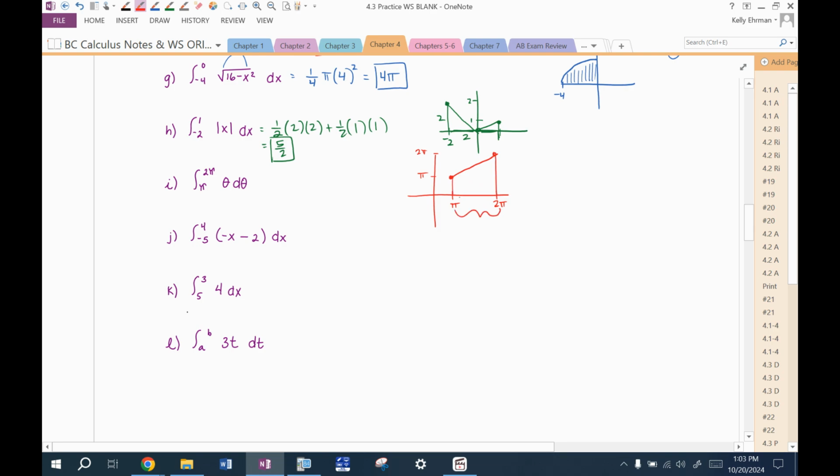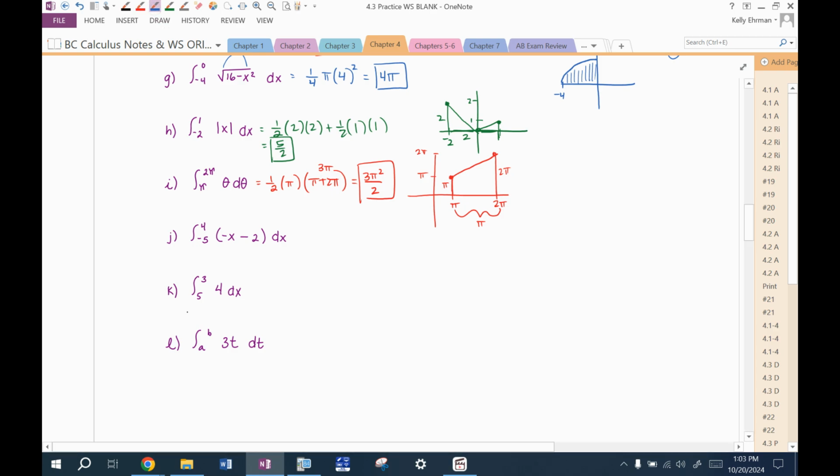The distance between the parallel bases is pi. The first parallel base has a height of pi. The second one is 2 pi. So this is 1/2 times the height, which is pi, times the sum of the bases, pi plus 2 pi. So 1/2 pi times 3 pi is 3 pi squared over 2. Right? This is 3 pi. You're multiplying by pi. That's 3 pi squared, and then it's divided by 2.